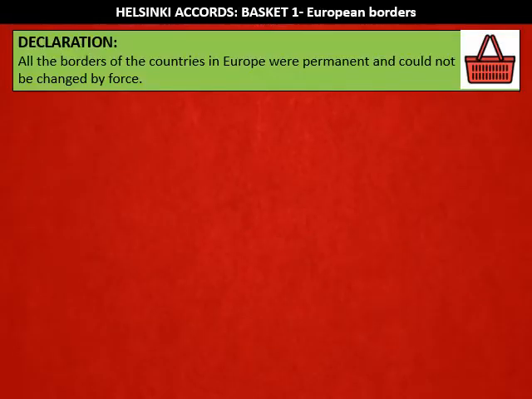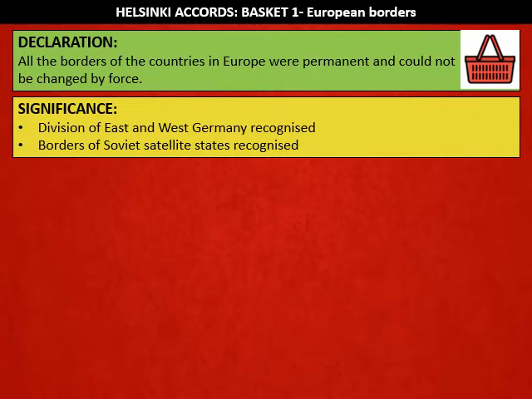So the first basket addressed European borders. And the declaration stated that all borders within Europe were permanent and could not be changed by force. Now that has real political significance because it recognised and formalised the division of East and West Germany, and that's not something that America had done or agreed to before this. And secondly, it recognised all borders within Eastern Europe for the Soviet satellite states, so it confirmed the Soviet domination of Eastern Europe.